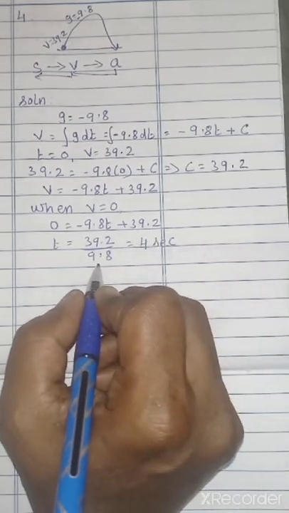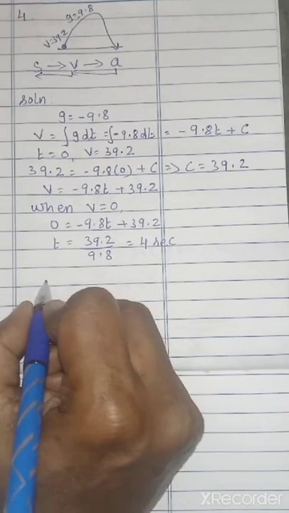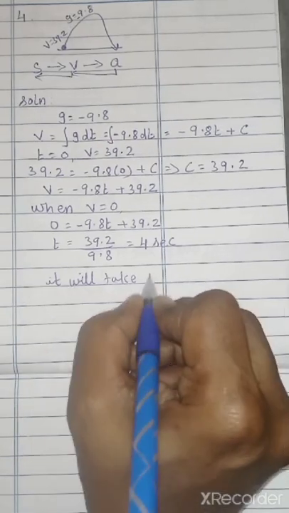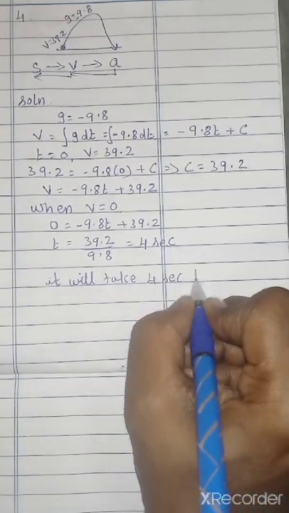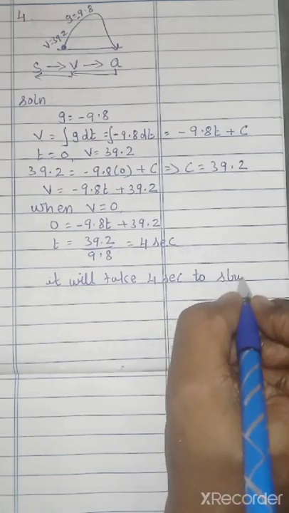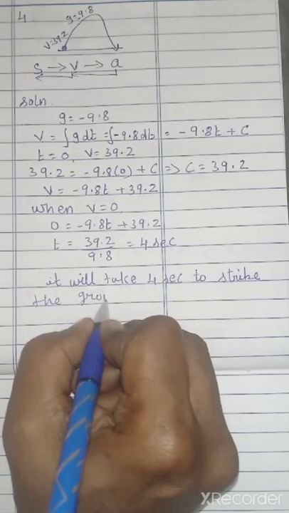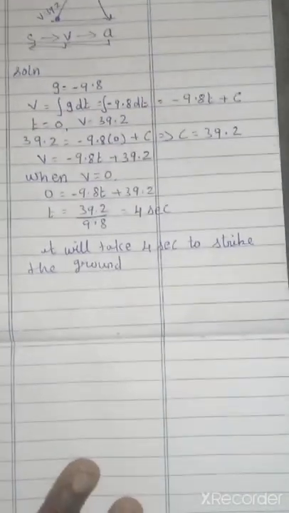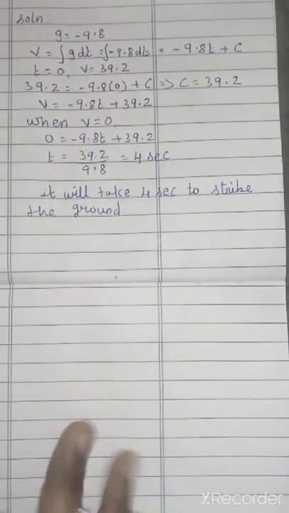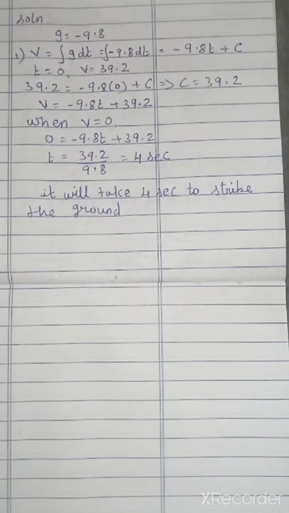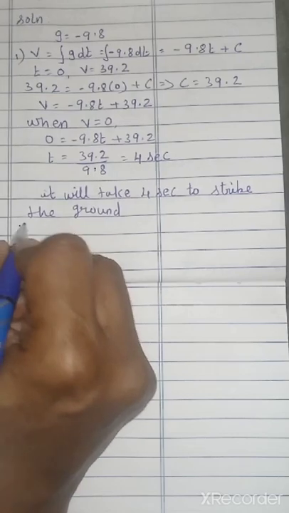So your first answer, we can write, it will take 4 seconds to strike the ground. Okay, first subdivision completed. This is your first subdivision. Next, the speed with which it will strike the ground. Now what we are going to find is the speed with which it will strike the ground.